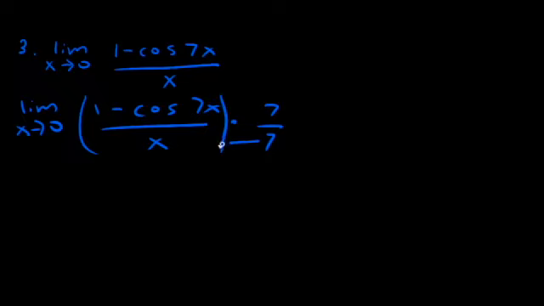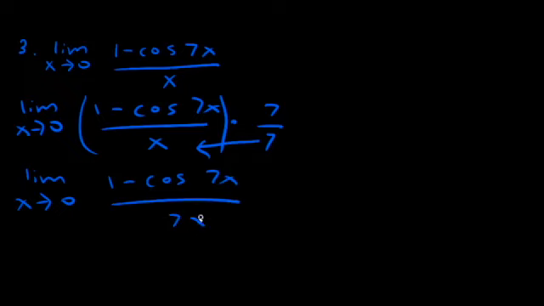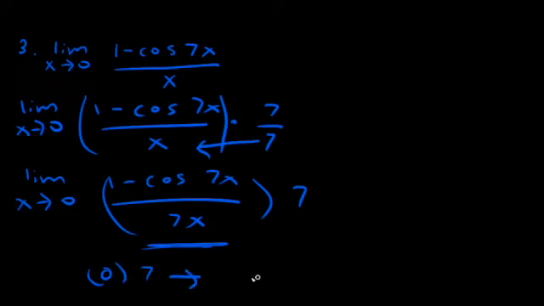And so in this one, the 7 is going to be going over here on the bottom. So if we just rewrite that, we got 1 minus cosine 7x over 7x all multiplied by 7, which is left over on the top. And so we know this right here from the theorem gives us 0 times 7, which gives us 0 as our answer. This is also fairly simple, right? The same idea.